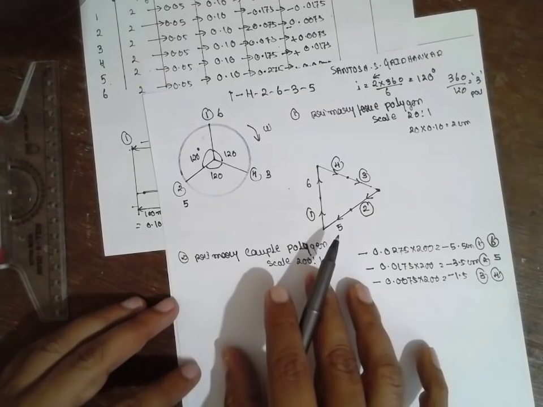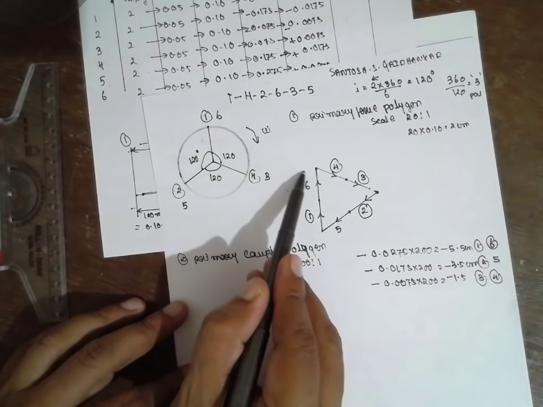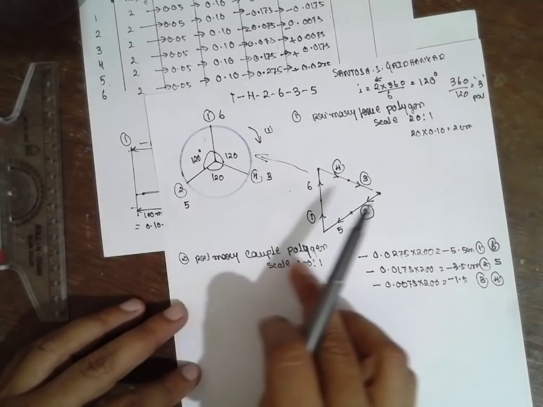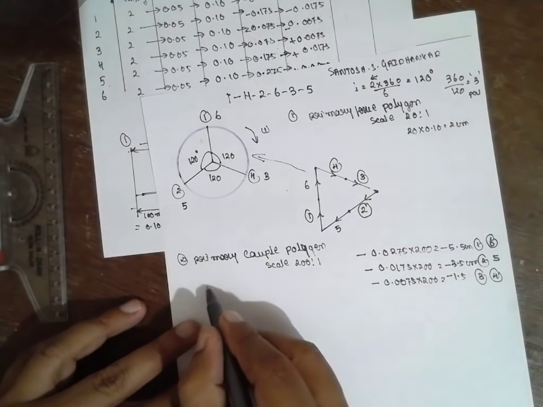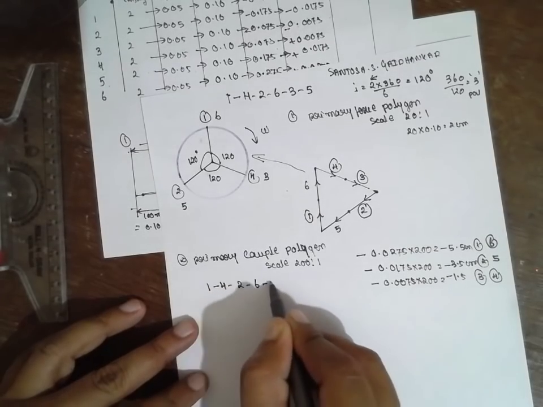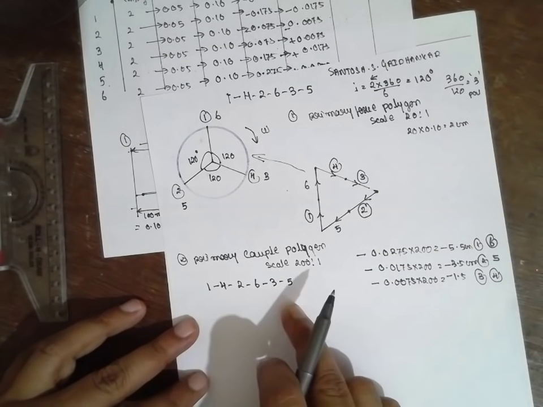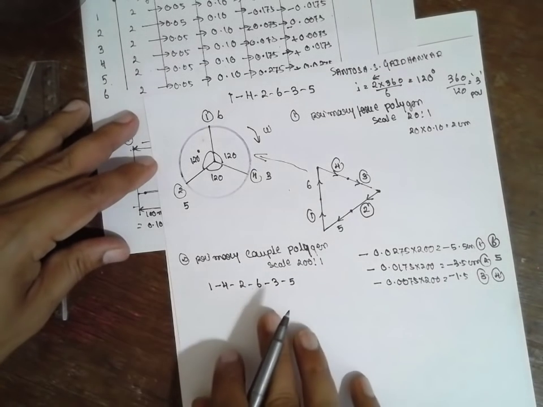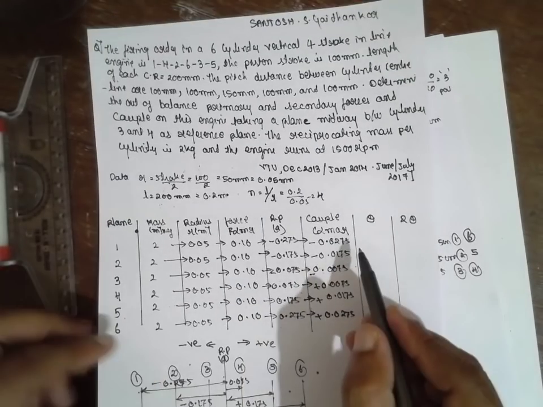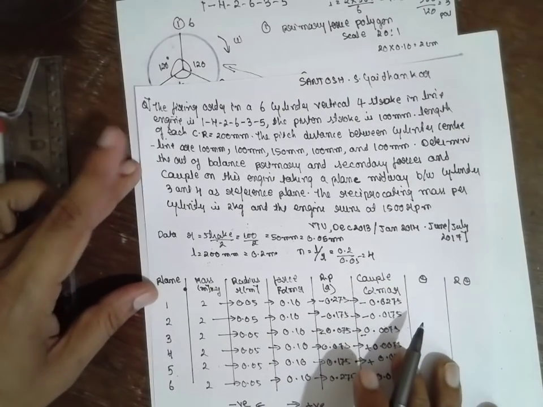Okay. I will draw the primary couple polygon. I have taken the scale 2:1. Now here you have to follow the sequence. For this diagram, you have to follow this diagram. For drawing the primary couple polygon, you have to follow the sequence. I will write the sequence 1, 4, 2, 6, 3 and 5. This is the sequence I have written. Before going for the sequence, first, what is theta?